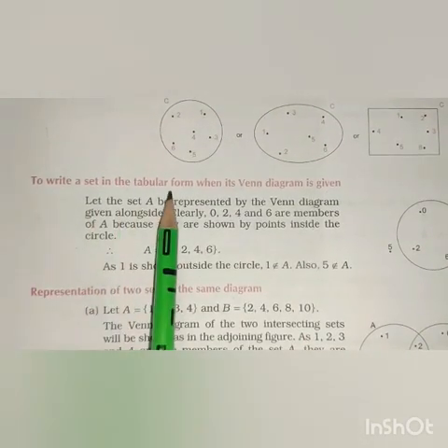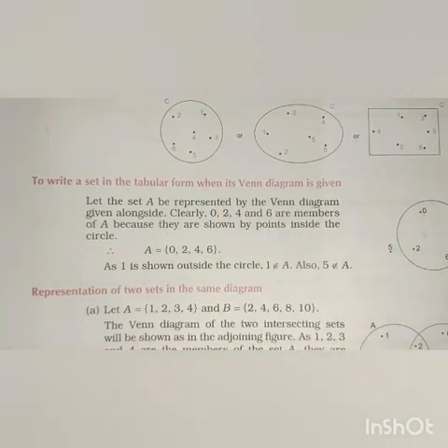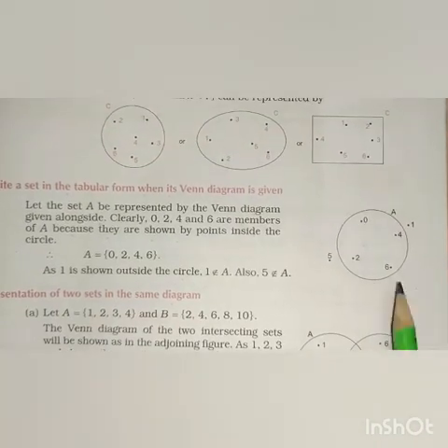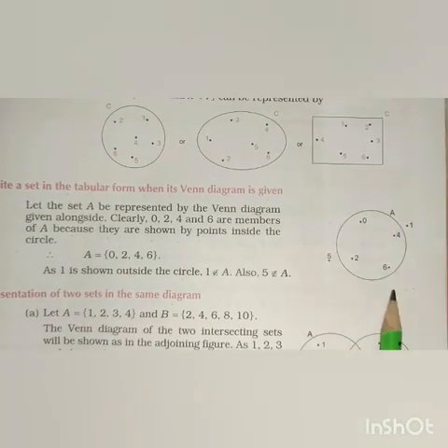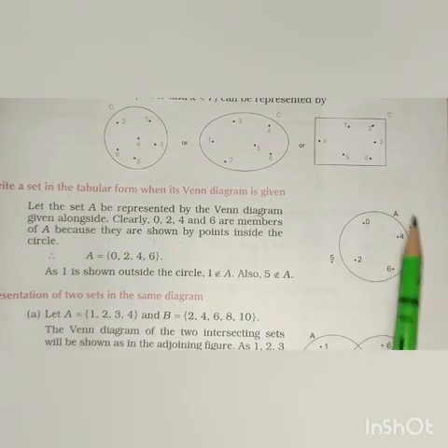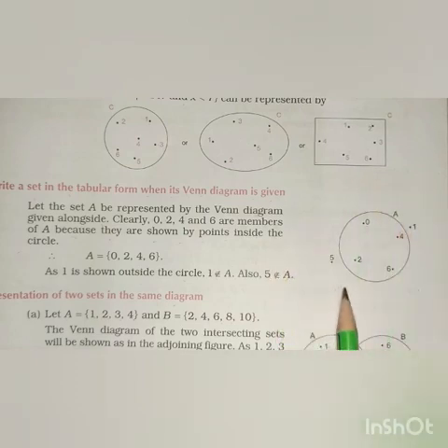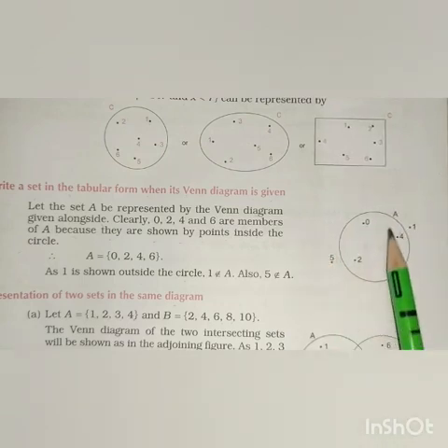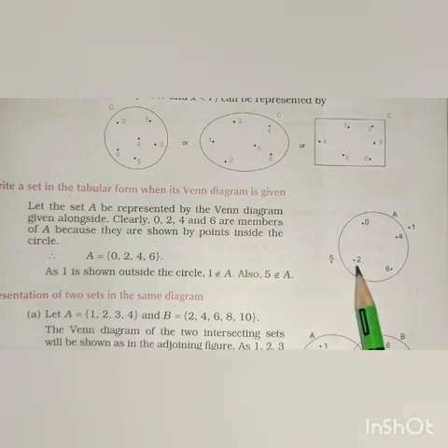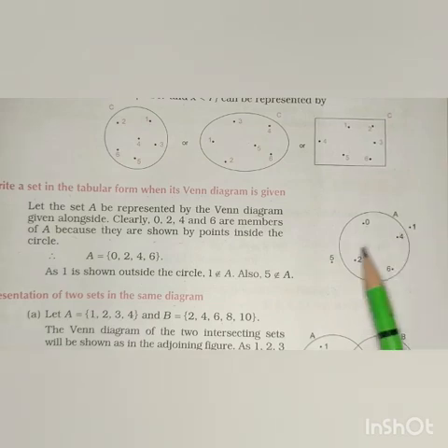To write a set in the tabular form when its Venn diagram is given. If you are given a Venn diagram like this and you have to write this Venn diagram set in tabular form, what you have to do here, first of all, the set A is represented by a Venn diagram, and here clearly 0, 2, 4, 6 are the members of the set because they are lying inside the figure and represented by the point. Okay, and here are some members 1 and 5 also, but they are not the members of this set.